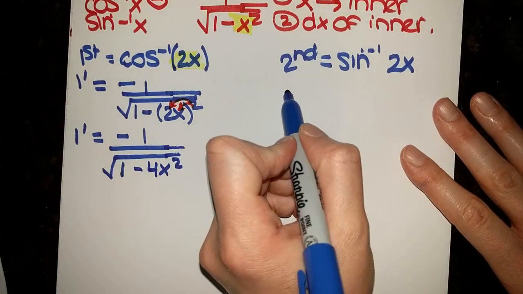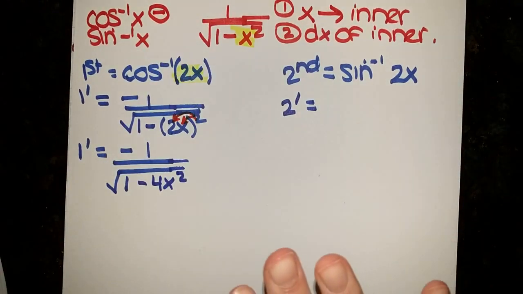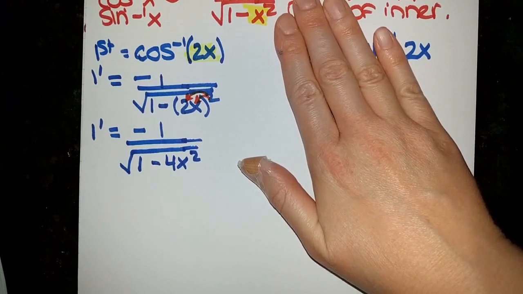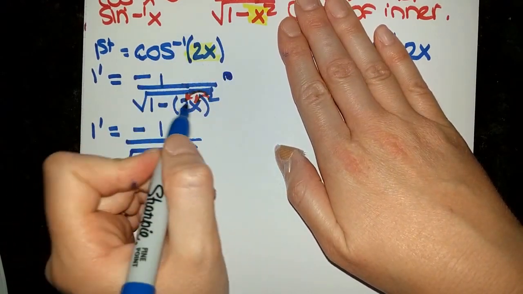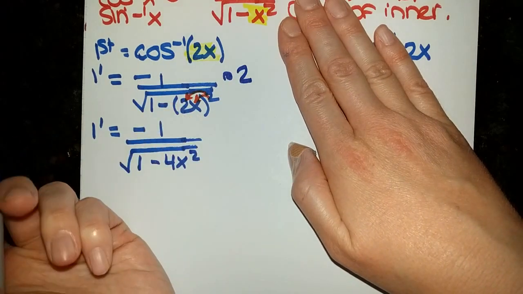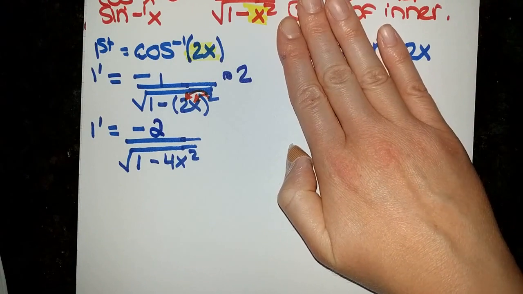All right, now our second function's derivative is going to have a similar structure. Oh, excuse me, and we are not finished with that derivative yet. I'm skipping ahead here. We're not finished with the derivative yet because we have to multiply that by the derivative of the inner. So the inner function is 2x, so the derivative will be 2. So we will just have a negative 2 in our numerator at that point.